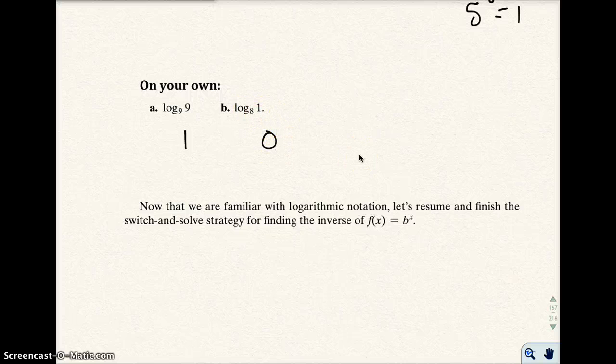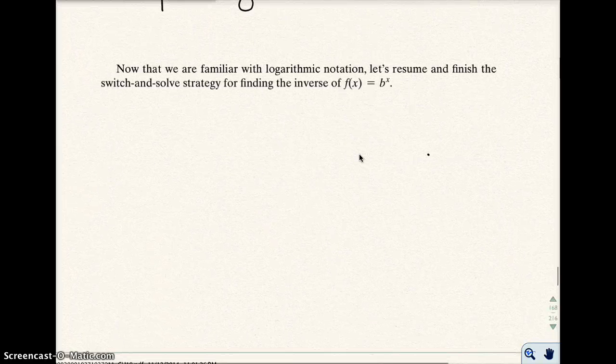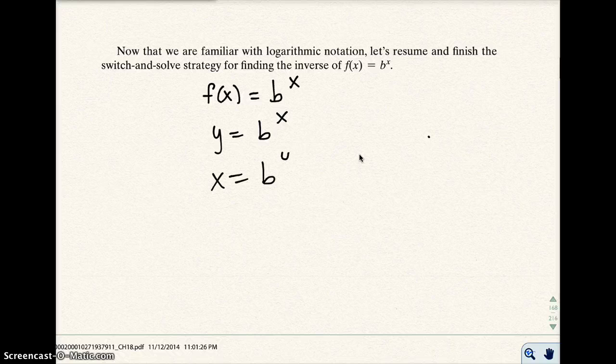Okay. Now that we're familiar with logarithm notation, let's go ahead and finish the switch and solve strategy for finding the inverse of f of x equals b to the x. Okay, f of x equals b to the x. And again, we're going to write y equals b to the x. And then we're going to switch x and y, so I get x equals b to the y. Okay, so now we're going to solve for y.